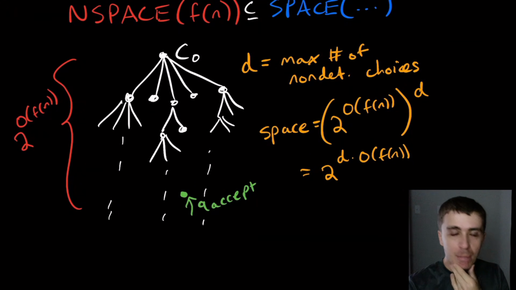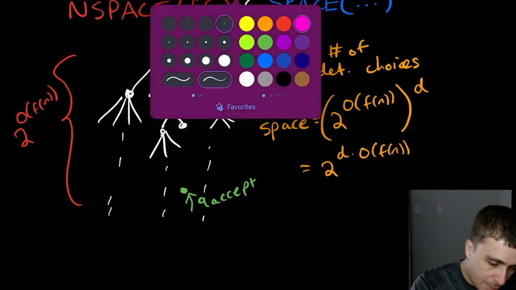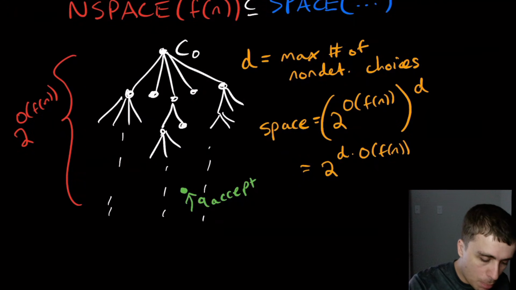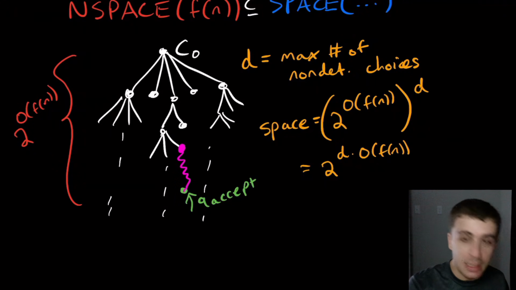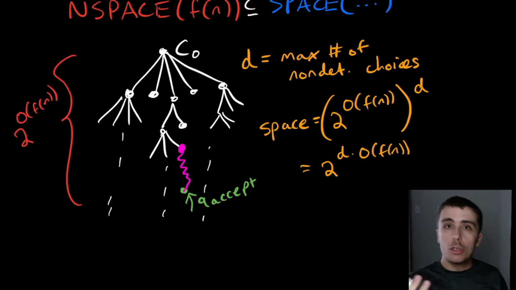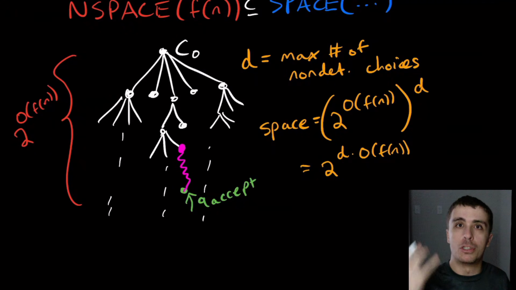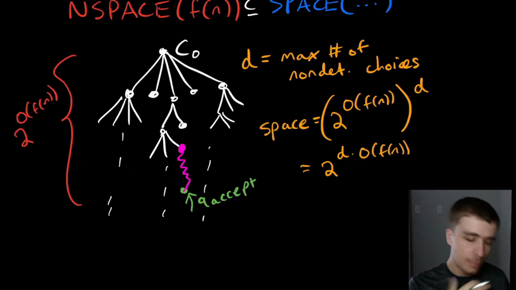So let's think about a different approach. Let's say that we find some middle point right here, and maybe there's some path that eventually leads to the Q accept one. Then what we can do instead is think about a depth first approach versus a breadth first approach. Okay?